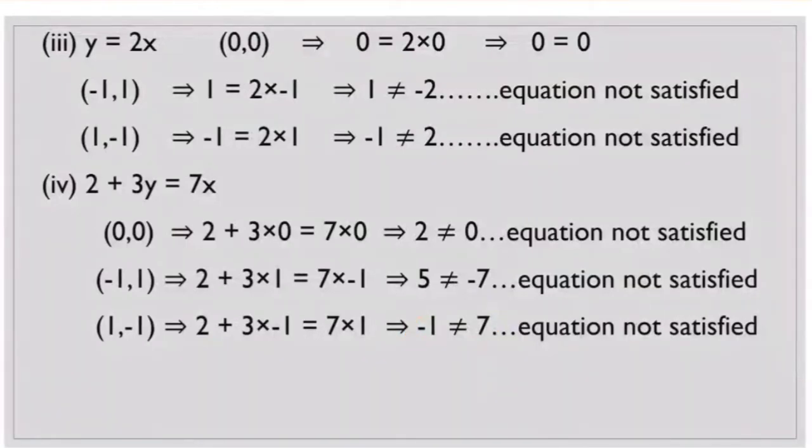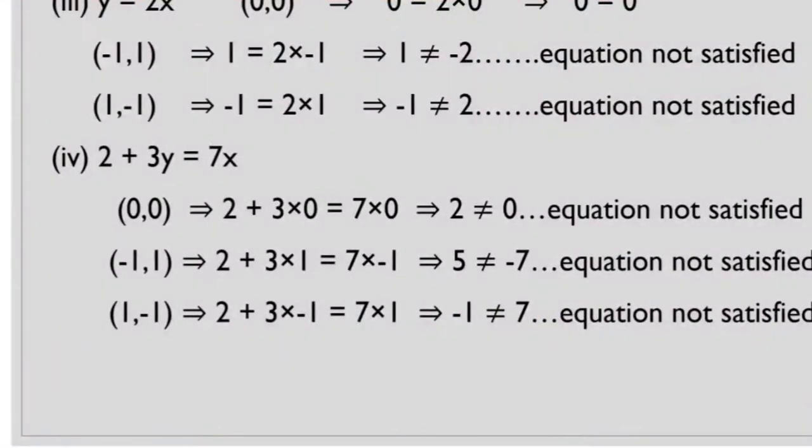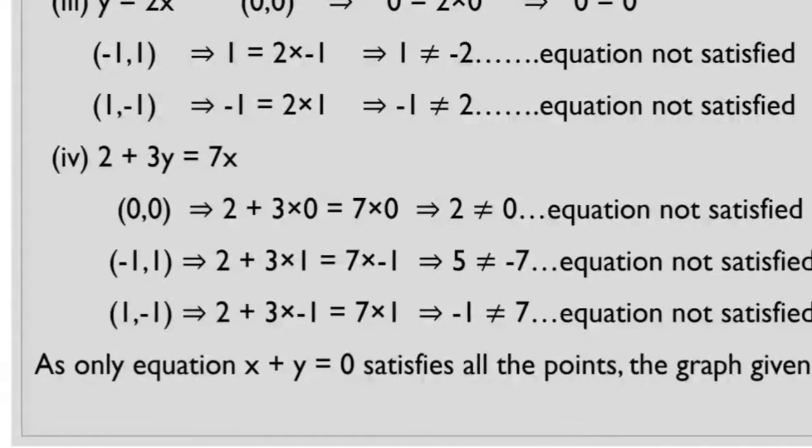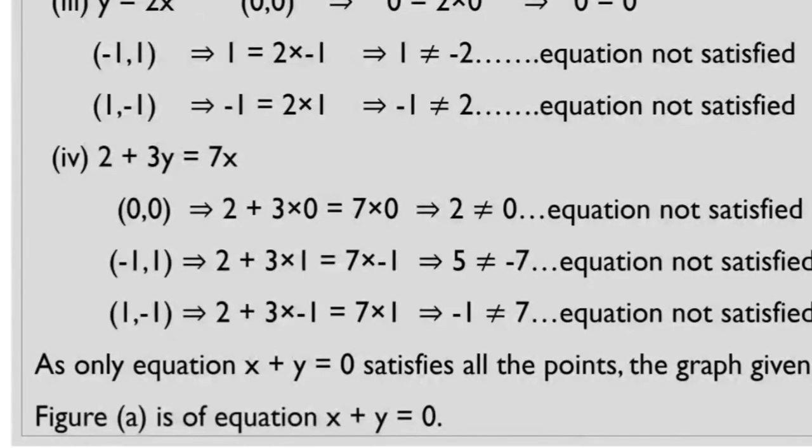Hence, the equation is not satisfied by all the given three pairs. So when we see that from the 4 given equations, only one equation is satisfied by all the 3 pairs. So as only equation x plus y equal to 0 satisfies all the points, the graph given in figure A is of equation x plus y equal to 0.